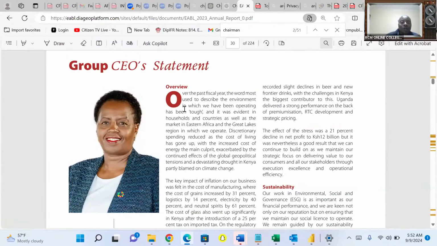So over the past fiscal year, the word most used to describe the environment in which we have been operating has been tough. And it was evident in households and countries as well, as the market in East Africa and the Great Lakes region in which you operate. Discretionary spending reduced as the cost of living has gone up, with the increased cost of energy the main culprit, exacerbated by the continued effects of the global geopolitical tensions. Of course, 2023 is when we had a lot of Russia, Ukraine, which were affecting us here. And a devastating drought in Kenya, partly blamed on climate change.